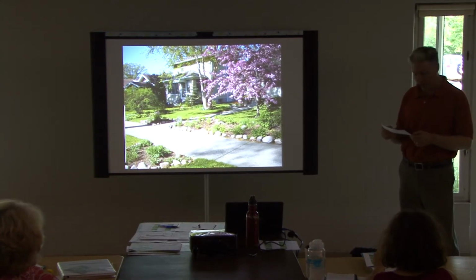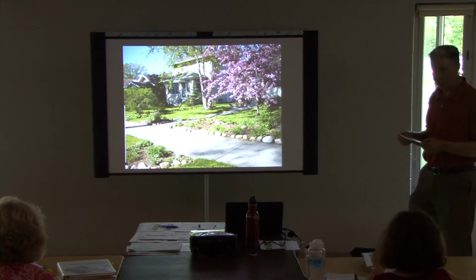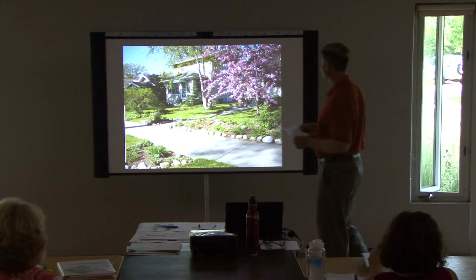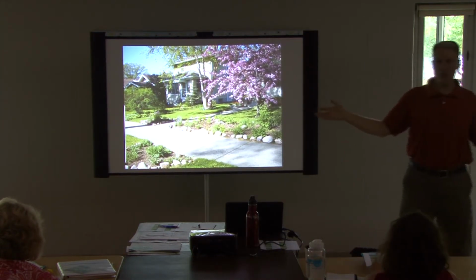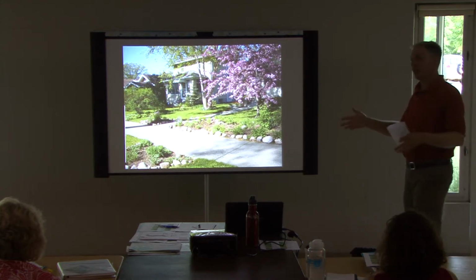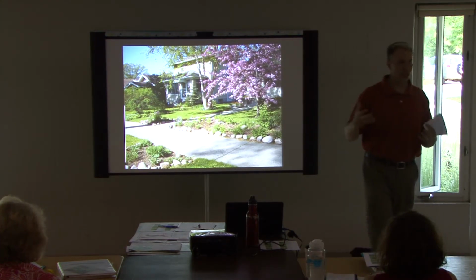So what do you think on the maintenance side? Above average. Then environmental stewardship. So here we're looking at materials used. What is the environmental benefit of this project?